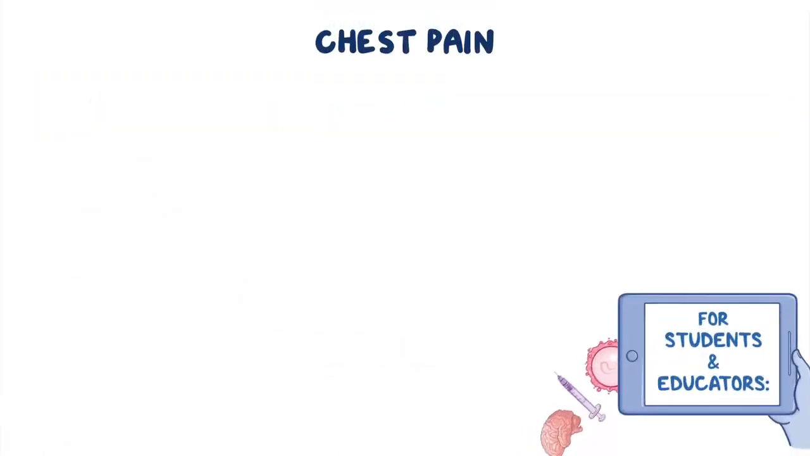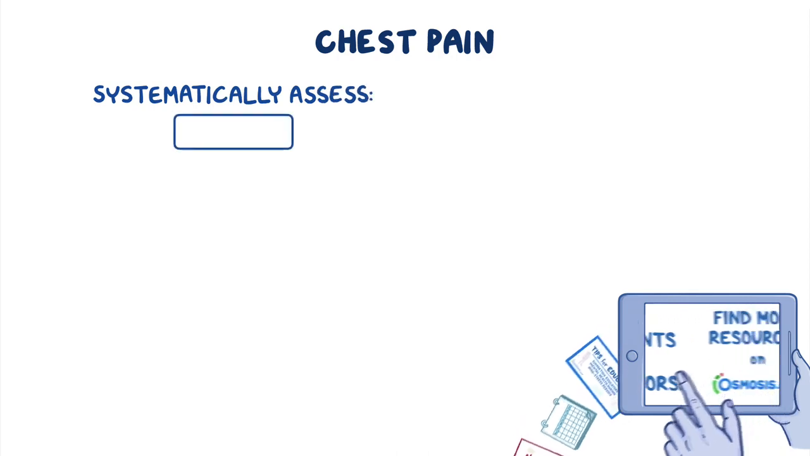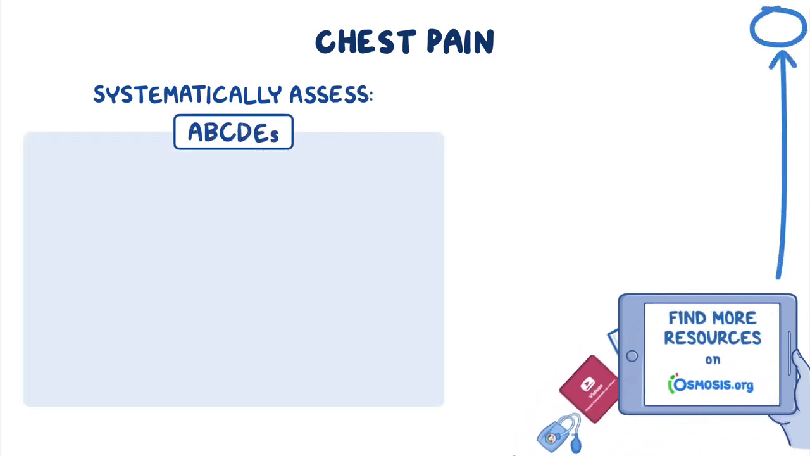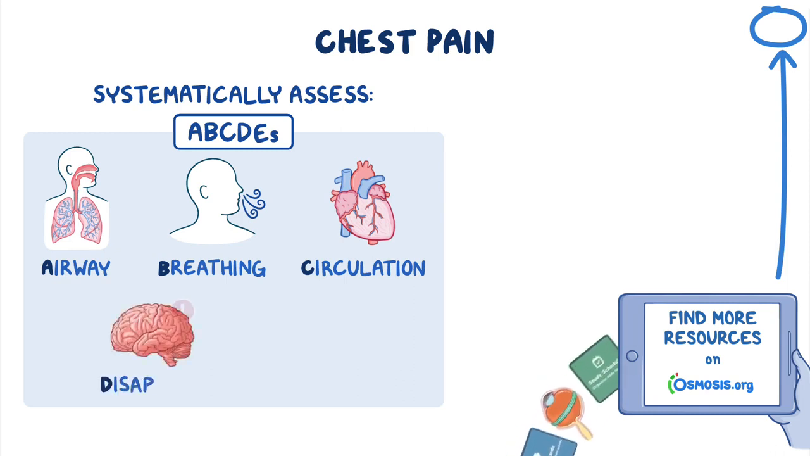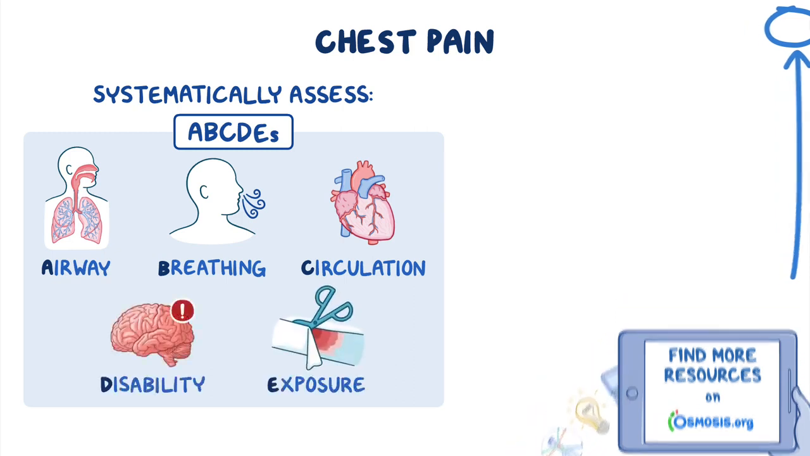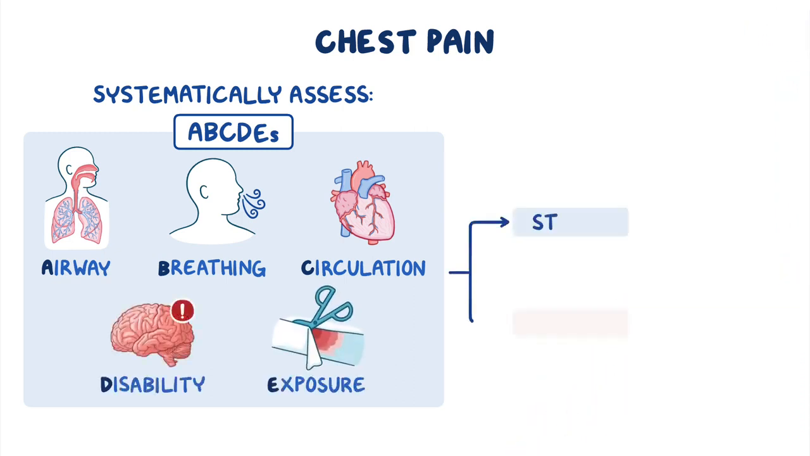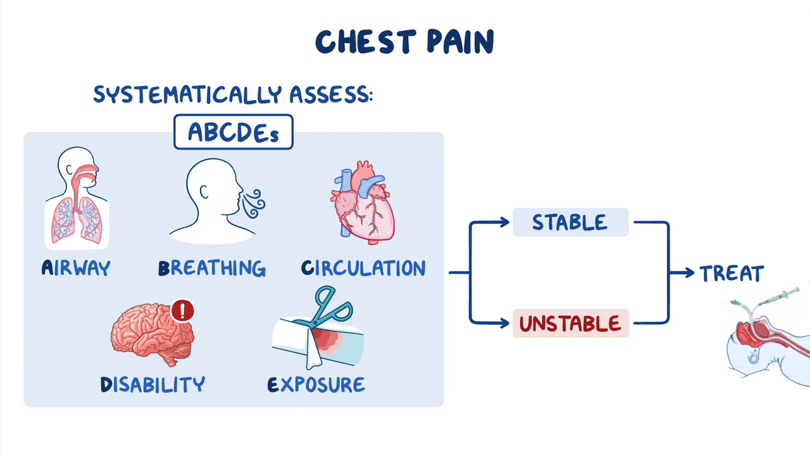Your first step in evaluating a patient presenting with chest pain is to systematically assess their ABCDEs, which stands for airway, breathing, circulation, then disability, and exposure. This helps you judge if the patient is stable or unstable, so you can treat any issues at each step. Your patient may, for example, require endotracheal intubation.